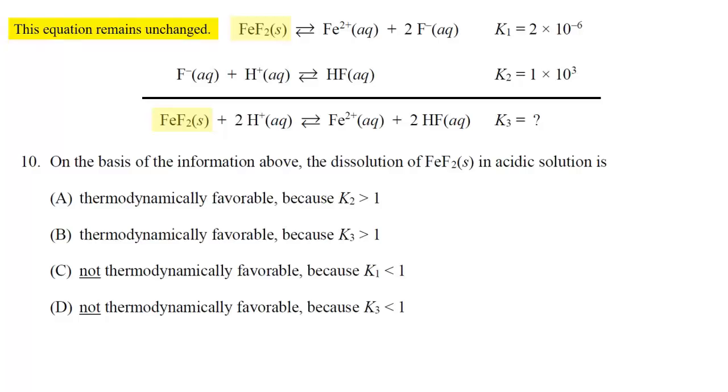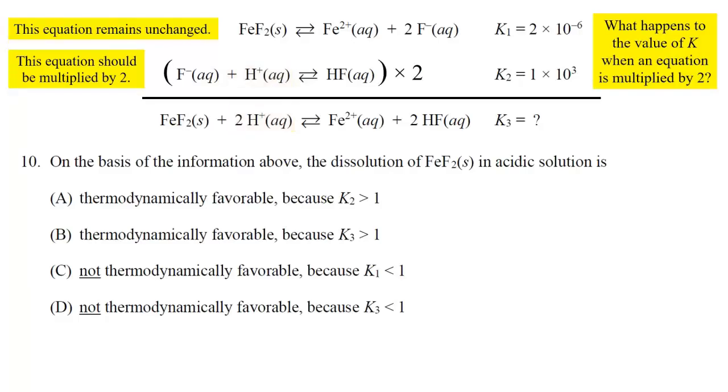Now moving on to the acidic solution involving the presence of aqueous H+ ions. In this overall chemical equation at the bottom, I see 2 moles of H+ on the left, but in the equation involving H+, there's only 1 H+. That means that this particular equation needs to be multiplied by 2. So if I multiply that equation by 2, I have to ask the question, what will happen to the value of the equilibrium constant K when a chemical equation is multiplied by 2?